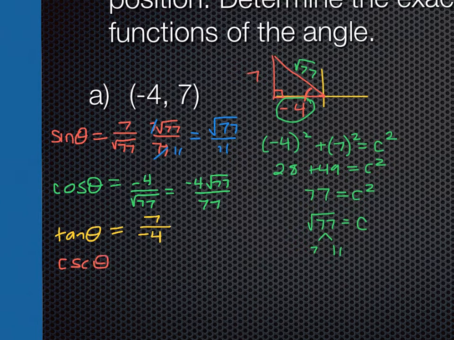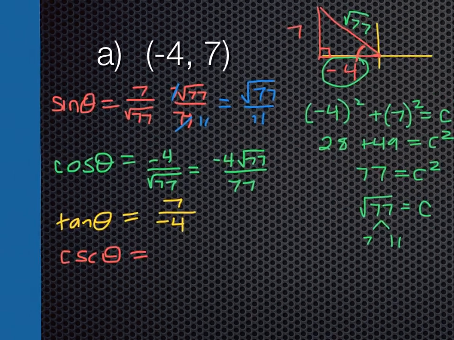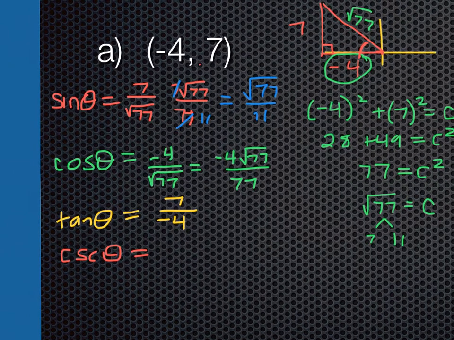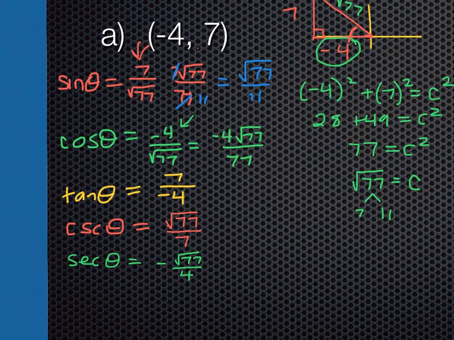Cosecant, I'm going to go back up and flip sine, but I'm going to do it before we rationalize it. So I'm going to do it from this point here. So it's square root 77 over 7. Secant of theta, I'm going to flip it again before I rationalize it. So negative square root 77 over 4. And cotangent, I'm going to find the reciprocal of tangent, so -4 over 7.